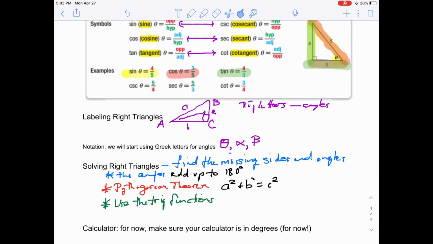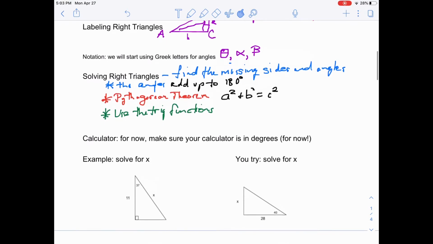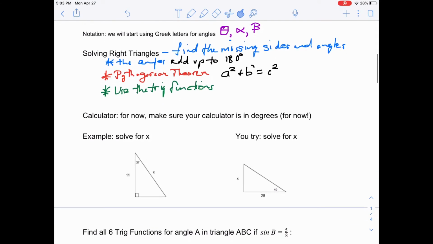Now, let's talk about what it's called solving right triangles. Solving right triangles means we're going to find the missing sides and the missing angles. The way we do that is we find the angles. If we have two of them, we know that all of them add up to 180, so we use that fact to find the missing angle. If we have two sides in a right triangle, then we use the Pythagorean theorem, a squared plus b squared equals c squared, in order to find the missing side.